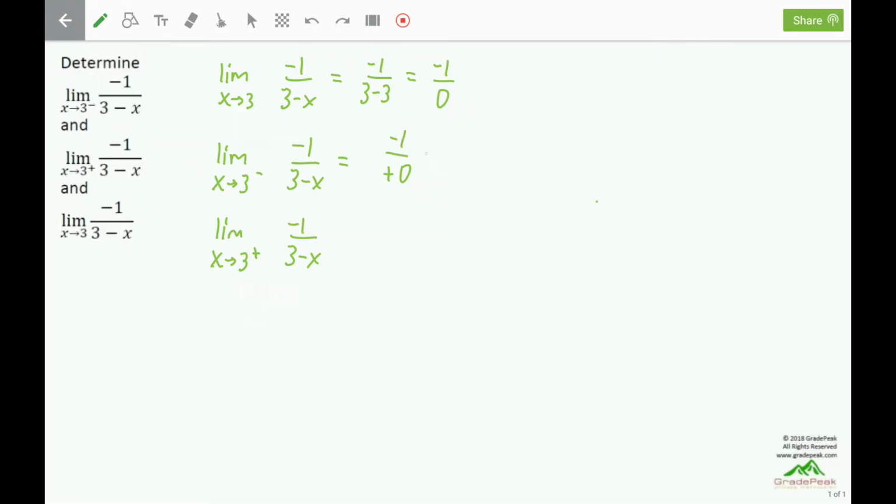We have a negative 1 in the numerator. Negative divided by positive is a negative. A non-zero over a 0 is an infinity, and the left-sided limit is negative infinity.